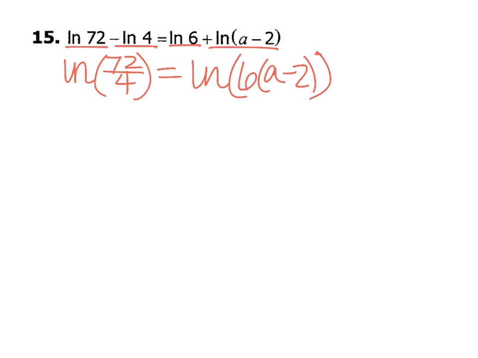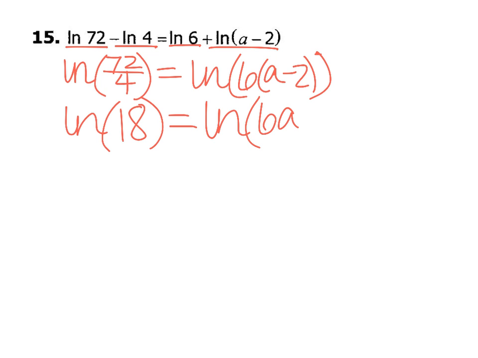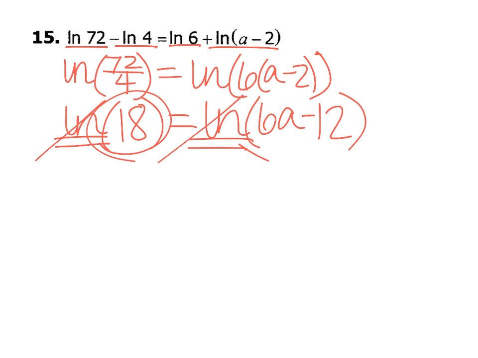Then we can say ln, 72 divided by 4 is going to give us 18, equals natural log of 6a minus 12. Now they both have a natural log in front, so we can cancel them out and set 18 equal to 6a minus 12.